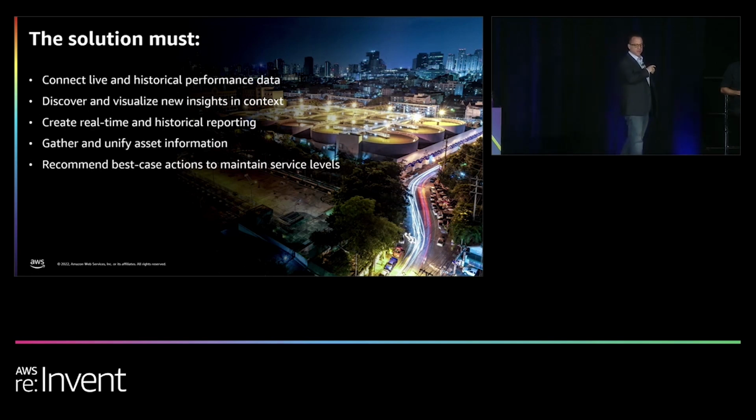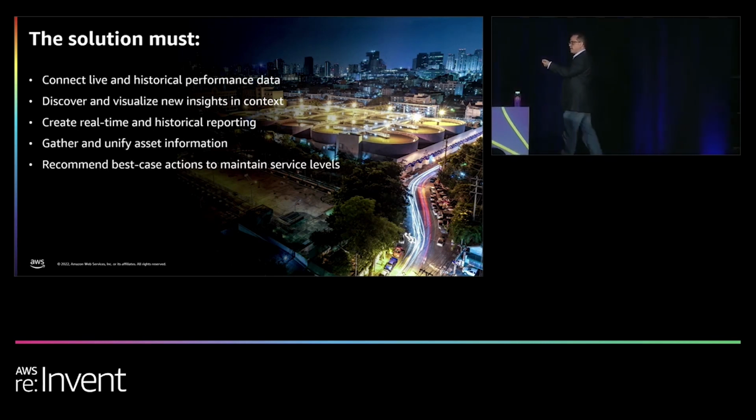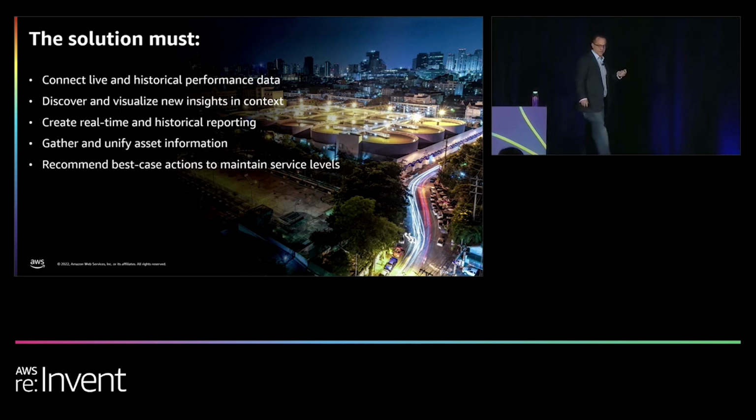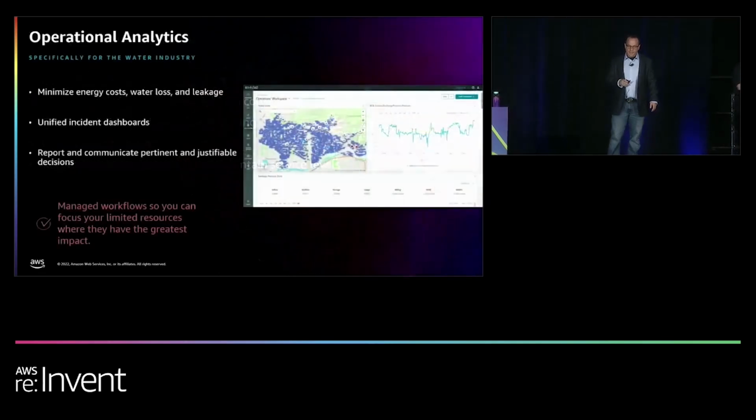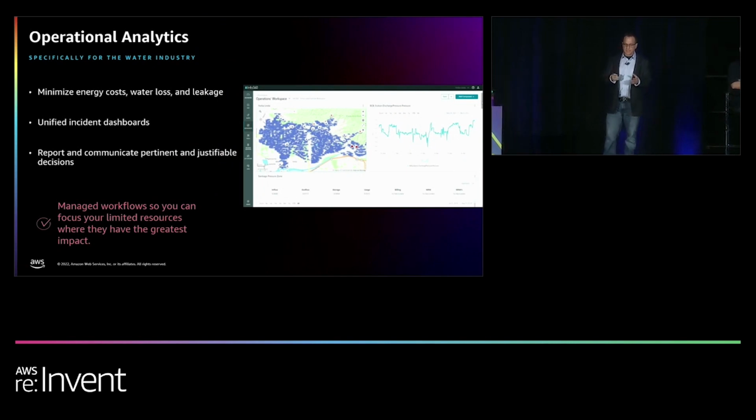We wanted to make sure that we can connect live and historical performance data. And when I talk about that, I talk about sensor data and information from the edge devices that our customers have. We need to be able to visualize what is happening at any given point in that network of water and to create reports and real-time dashboards. With that, we built Info360 Insight. Info360 Insight allows our customers to minimize their energy cost, reduce water loss and leakage, and manage incidents as they occur, providing the best course of action.